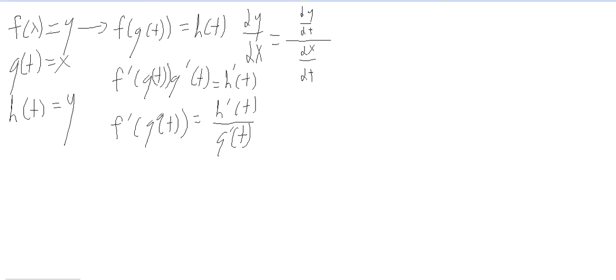Now we know g of t is actually x, so we can rewrite this again as f prime of x equals h prime of t over g prime of t. And we already mentioned that f prime of x is y prime, so that's what we're looking for. We're looking for f prime of x, dy dx. Well, that's what this is.